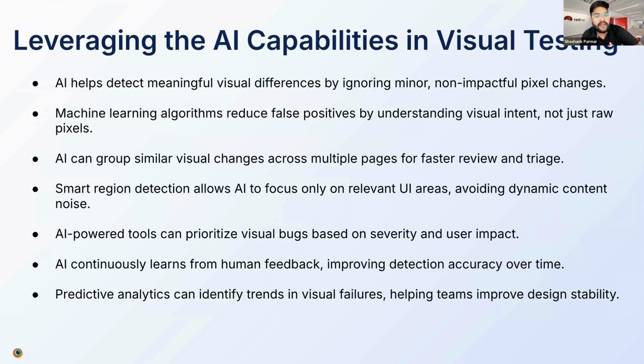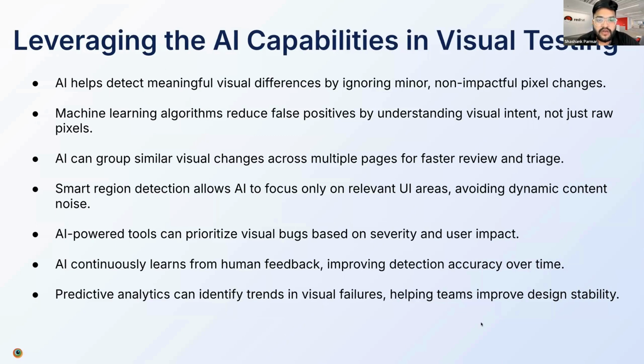Apart from this, machine learning algorithms can reduce false positives, because sometimes false positives are the second biggest nightmare for regression testers. Also, AI can group similar visual changes across multiple pages. Suppose there is a website with a dashboard, and in the dashboard there is content related to phones only. Specific to phones, we can set up a different group of images, so that we can test them together.